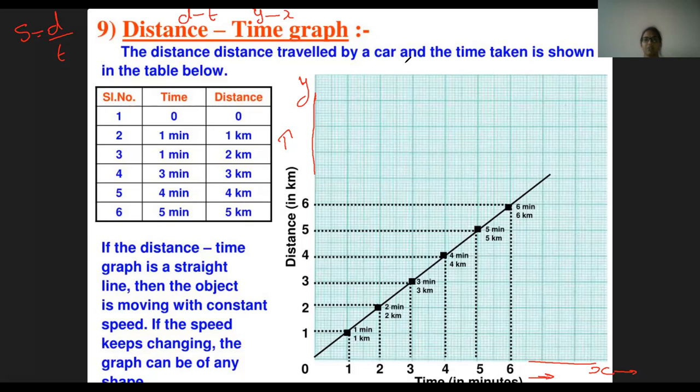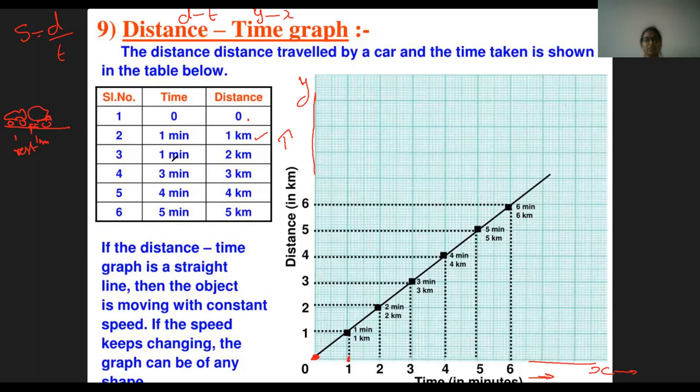Distance time graph of a car is shown in the table. Let us take one car moving on a road. Imagine one car is moving on a road. At 0 minutes, when it is starting at rest, at zero time it is at zero distance. Imagine the particle is here at the 0 minute. It is not moving, it is at rest. And next, after 1 minute, it has covered a distance of 1 kilometer. Imagine after 1 minute the car comes to this position. The car will be here now.